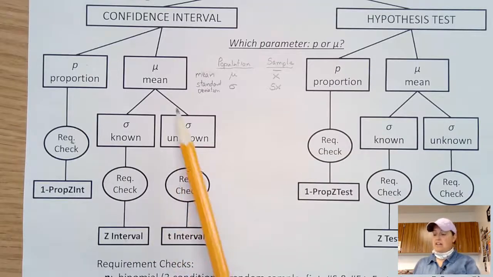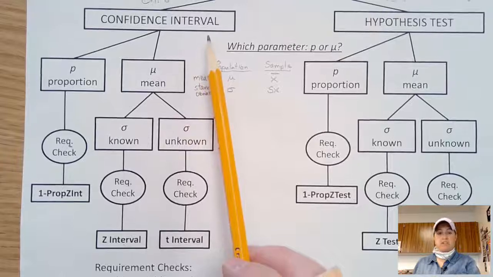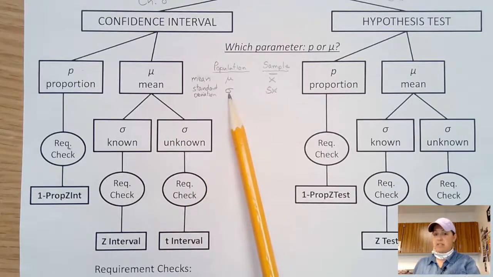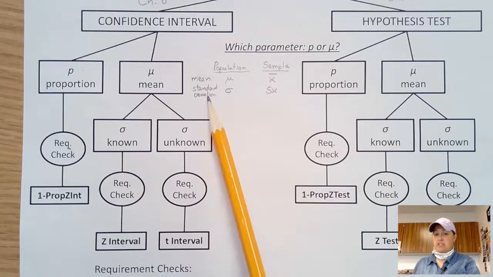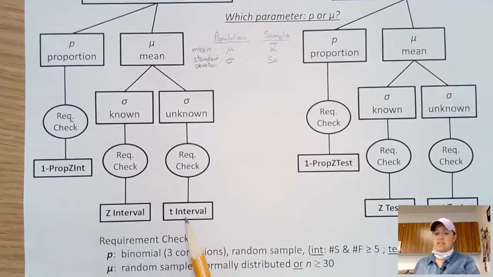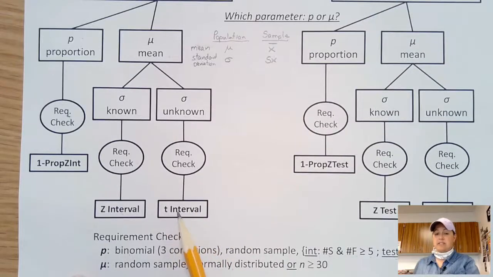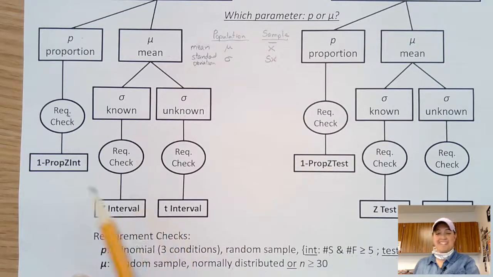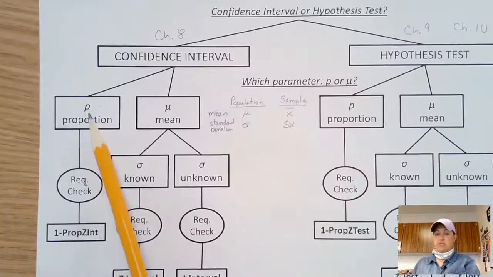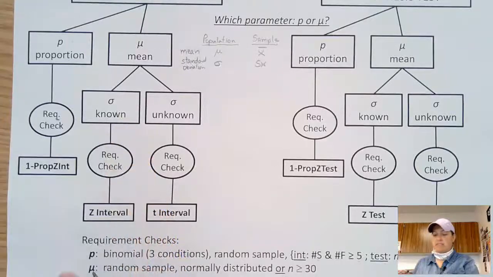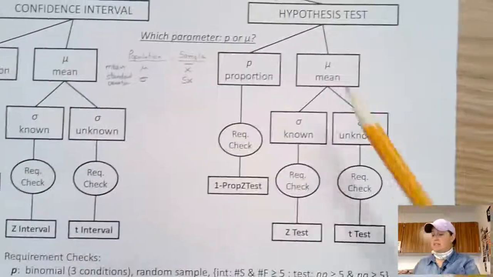Now if we come here and we see that we were asked the question about an interval, we know that it's a mean, but we do not know the population standard deviation, then we're going to do the T interval. You still do your required check, but now this is going to be a T interval instead. These spots on the bottom, that's where it's telling you what you're going to use on your calculator. And then these required checks, you're going to either do the required check for the proportion or the required check for the mean. And that's going to be the same thing on the hypothesis test.